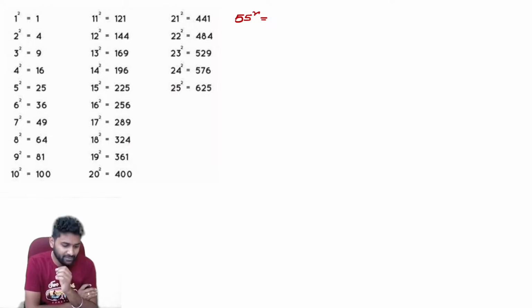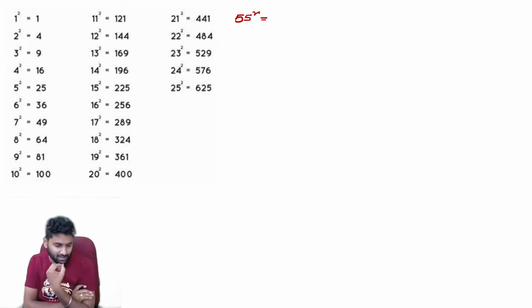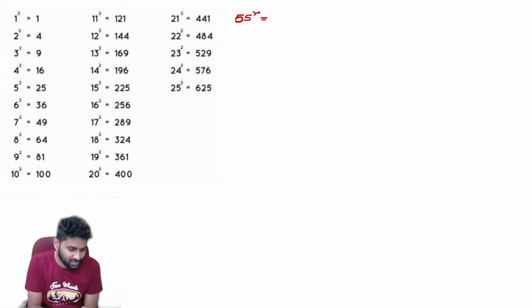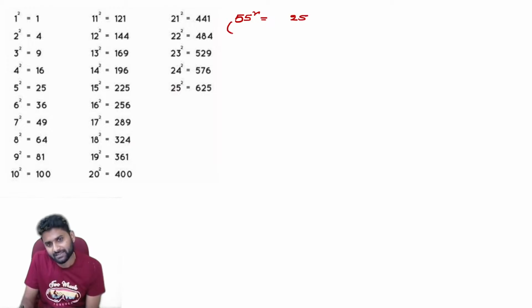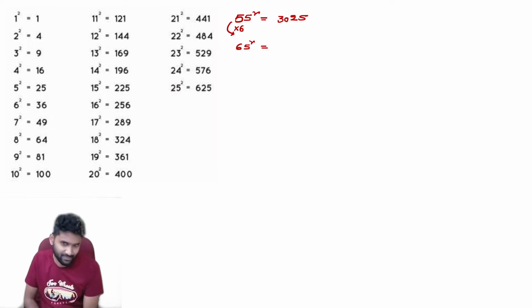It's not multiplied with 2. We should multiply it with the next number. Now, what is the answer for 55 whole square? Last two digits 25. 5, next number 6. 5 sixes are 30. 3025. Now, same way, can anyone tell me what is the 65 square value?